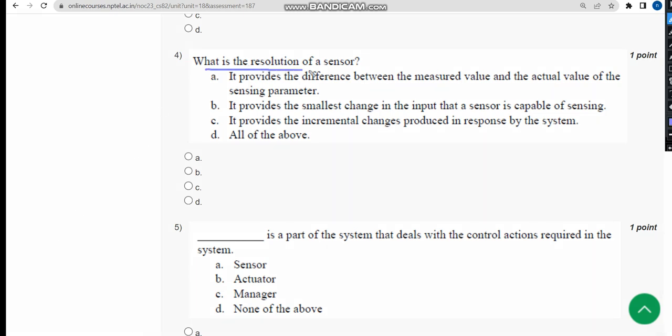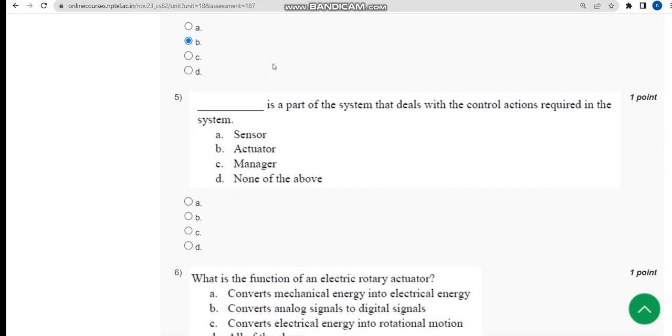What is the resolution of a sensor? The answer is option B. It provides the smallest change in the input that a sensor is capable of sensing. So mark option B.